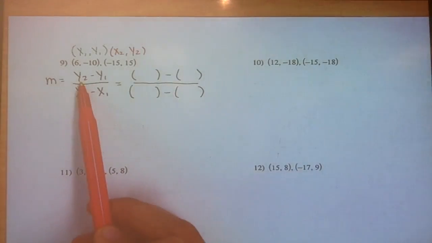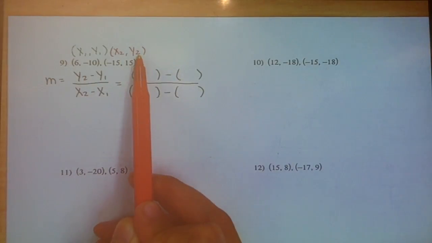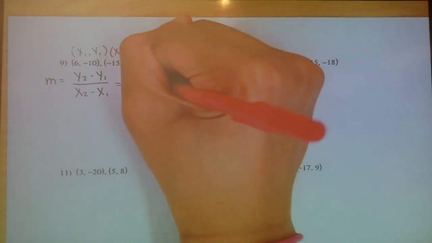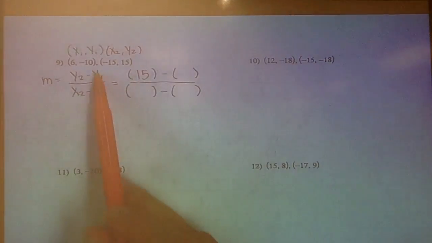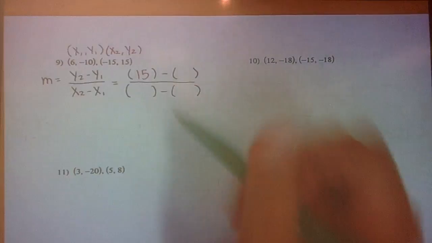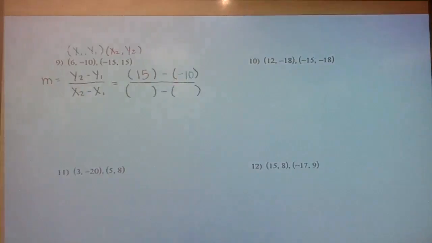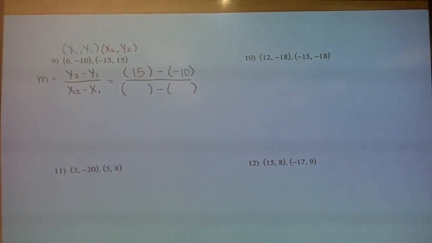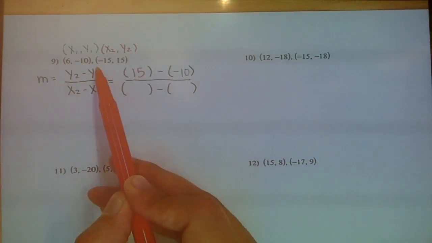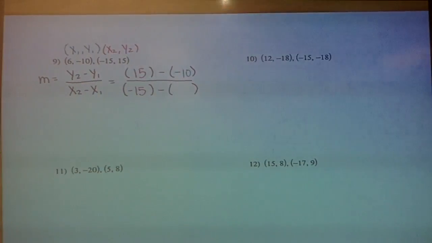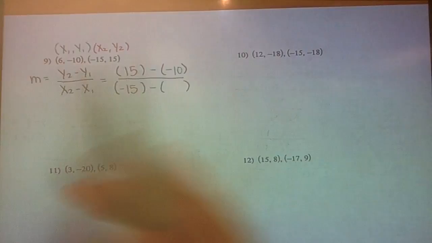So my first number is y2. So I look at y2 and I see the number is positive 15. So I put positive 15 here. Minus y1. y1 is negative 10, so I'm going to put negative 10 in my parentheses. Then we're looking at x2. x2 is negative 15. And x1 is positive 6.